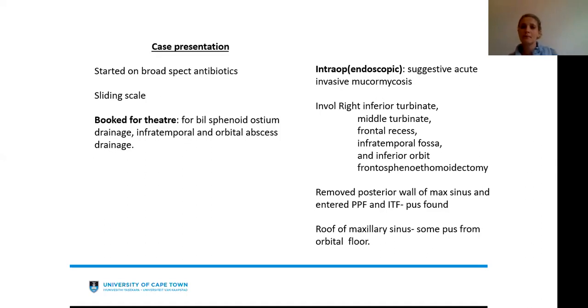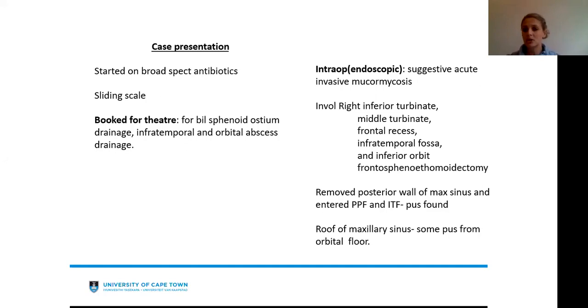Intraoperatively, which was endoscopic, he actually had features that suggested this was more likely to be an acute invasive mucormycosis. There was quite a bit of involvement of his right inferior turbinate and the right middle turbinate, which is quite common in mucor, as well as the frontal recess, infratemporal fossa, and the inferior orbit. And we also required doing a frontosphenoethmoidectomy for him.